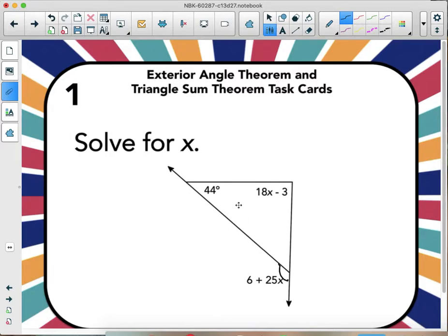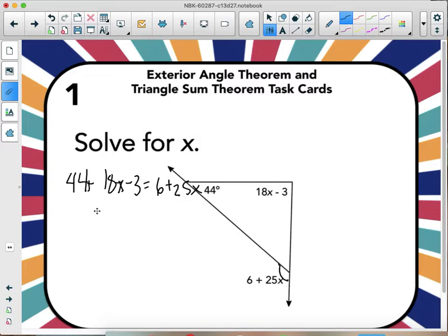That theorem says our two remote angles, essentially angles that aren't adjacent to our exterior angle, so our two angles that are further away from our exterior angle, added together will equal our exterior angle. So what that means for us is I can do my 44 plus my 18x minus x minus 3, and I can set it equal to the equation on the outside. Again, exterior angle theorem tells us our remote interior angles add together to equal our exterior angle.